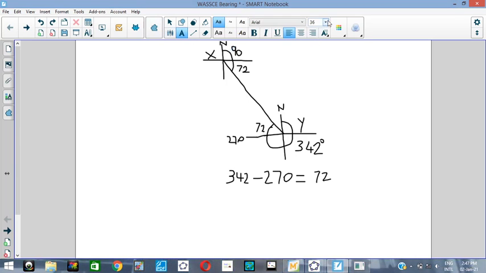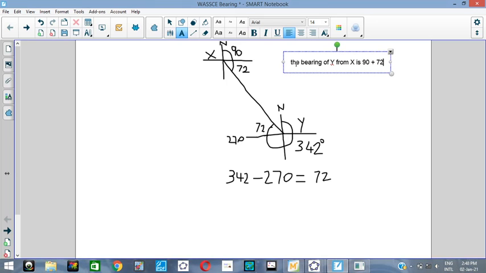If I put my answer, let me reduce the font here. So the bearing of Y from X is, you just add 90 plus 72, and that is going to give us what? That is going to give us 162. Or am I okay? It should be 1. Let me check well. 10 minus 2, we have 8.